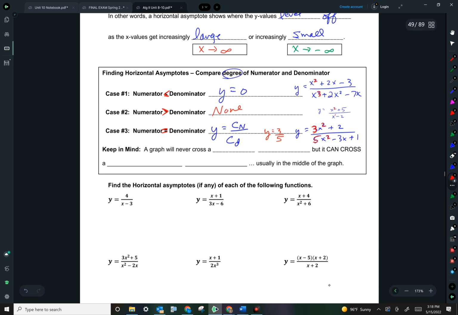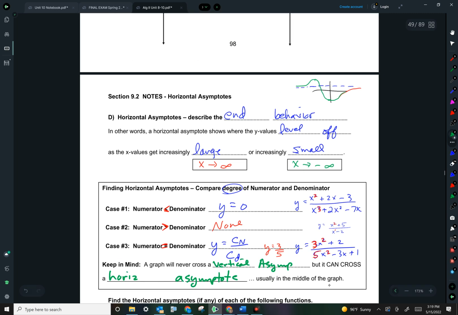Now, keep in mind, a graph will never cross a vertical asymptote, but it can cross a horizontal asymptote. Like the example I showed you up above, remember how as I was going out to the left, it did cross the horizontal asymptote right here. It's okay if it crosses in the middle, because horizontal asymptotes talk about what happens as you go way out to the left and what happens as you go way out to the right.